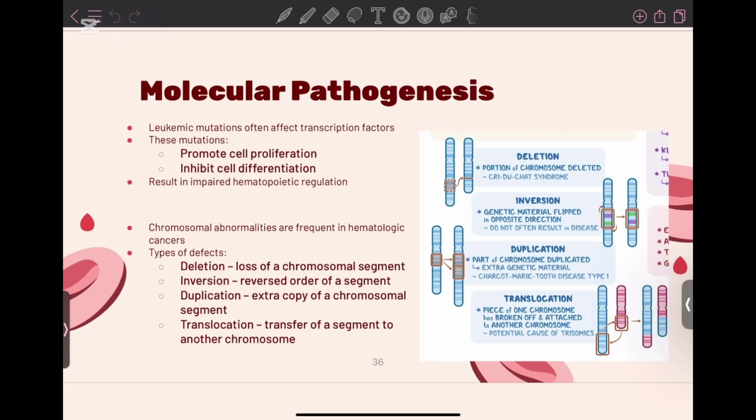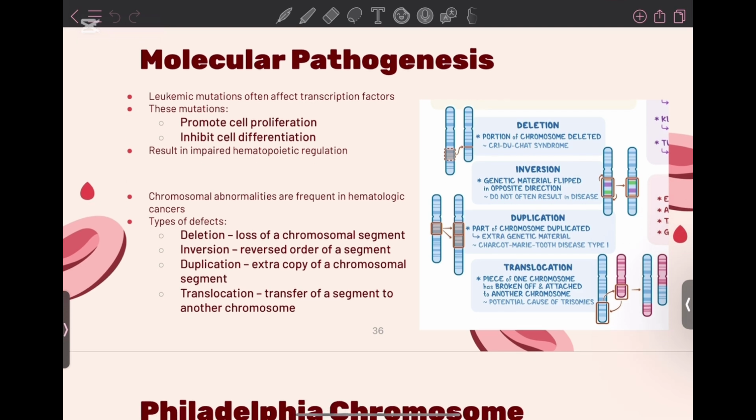These mutations are going to promote cell proliferation and inhibit cell differentiation, and as a result you're going to continuously have a large amount of cells that are not differentiated and unable to perform their function, and as a result we're going to have impaired hematopoietic regulation, because if the bone marrow is constantly producing one type of cell while the others like RBCs and platelets are not produced as much, you're not going to have a balanced hematopoietic regulation.